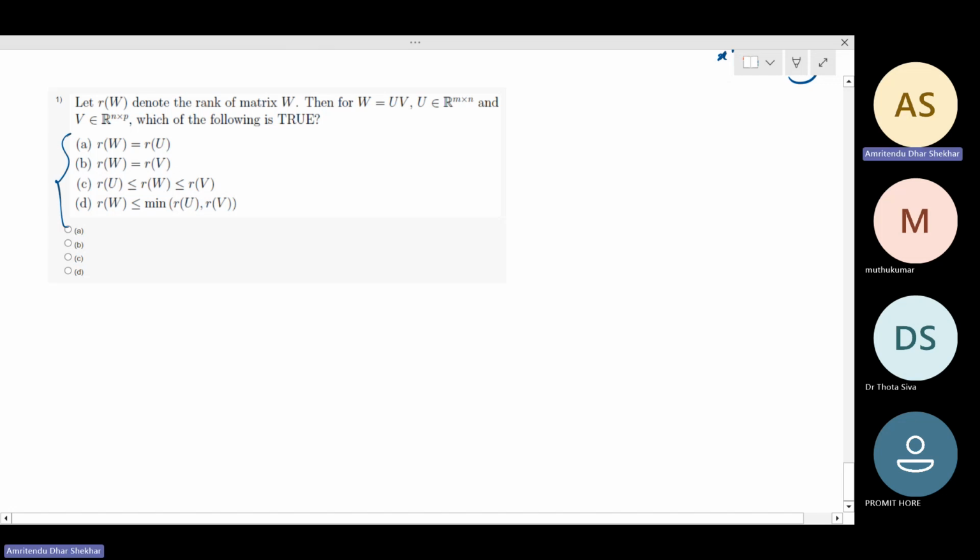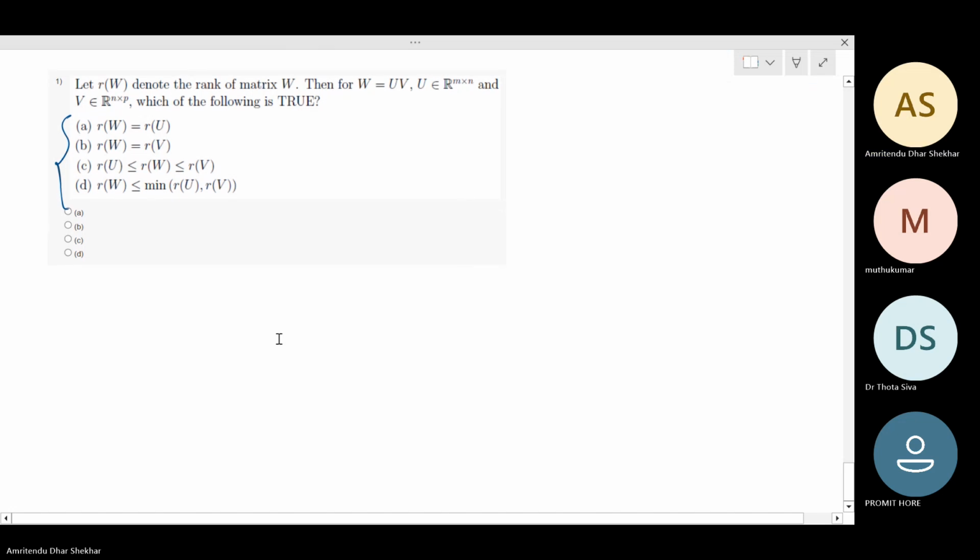So, I'm not going to solve this. This is a very easy problem. So I'm just going to move to the second problem.